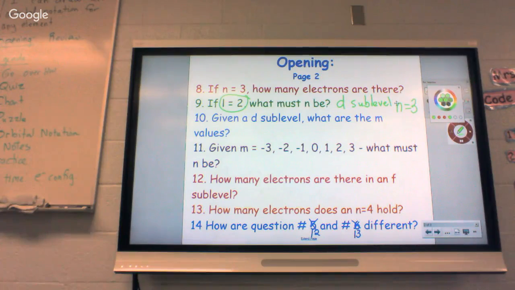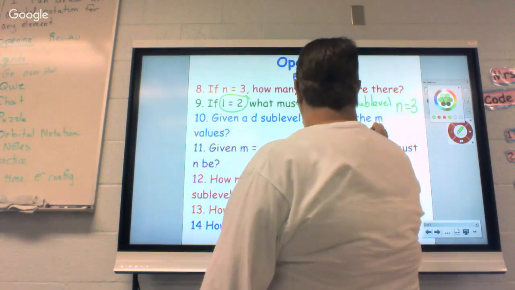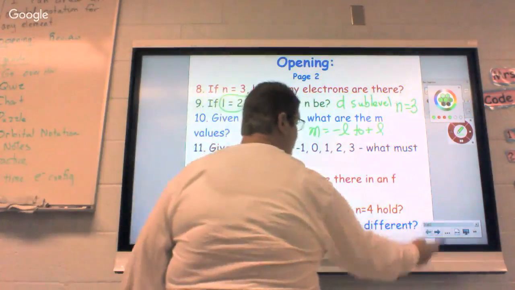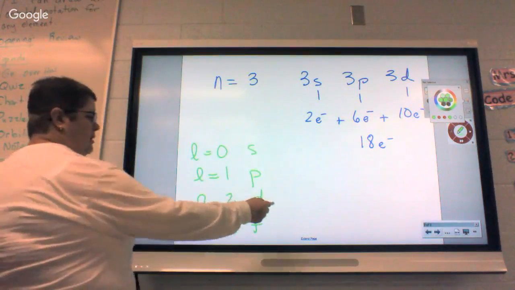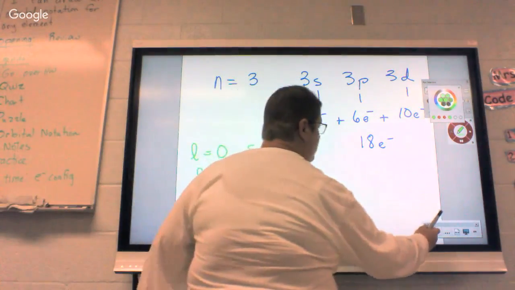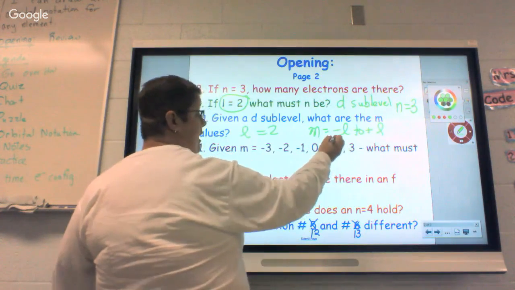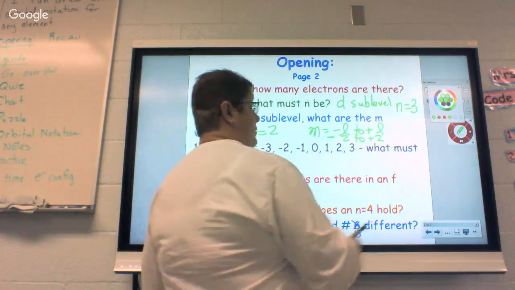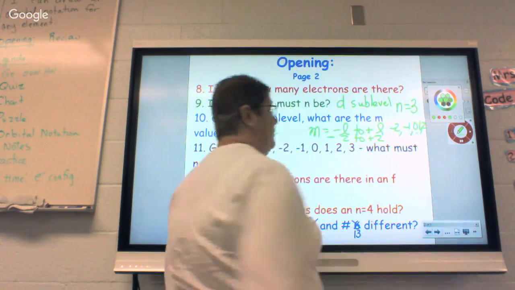All right, so if you have a d sublevel, what are the m values? Well, in order to find m, it's minus l to positive l, right? Well, we got no l. So what's the l for the d sublevel? d is a 2, right? So if l equals 2, minus l to positive l would be minus 2 to positive 2. So what do we get? Negative 2. Okay?